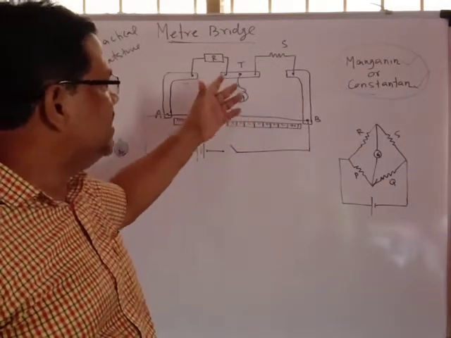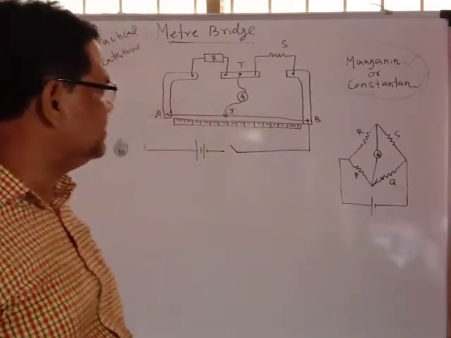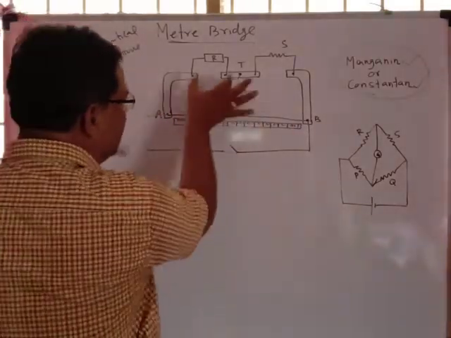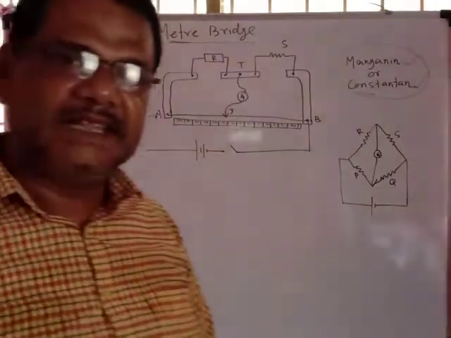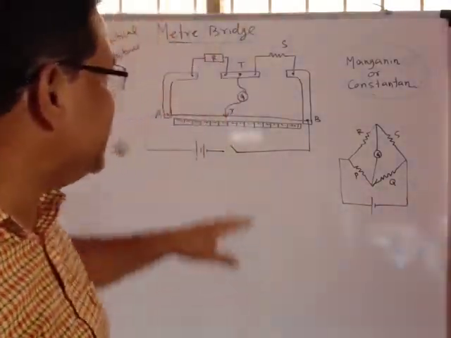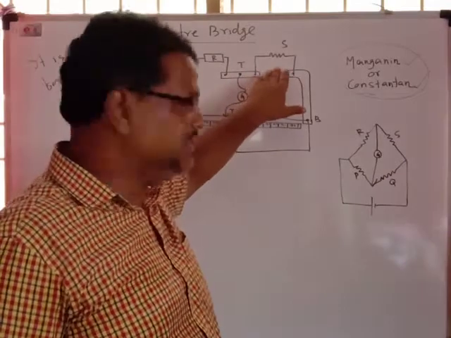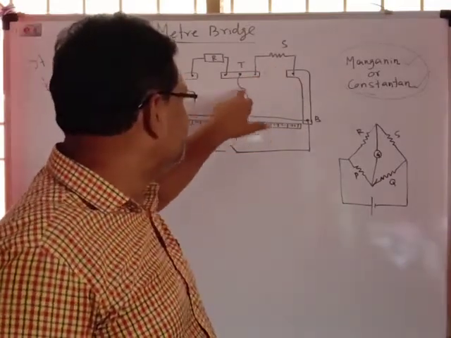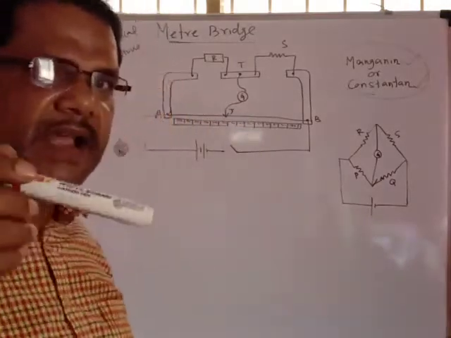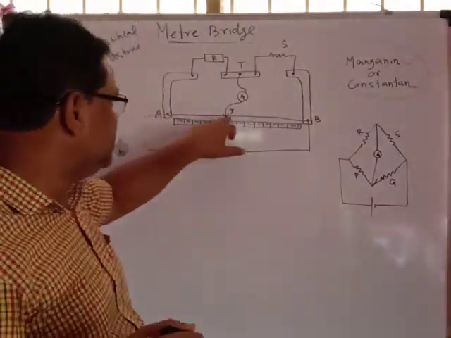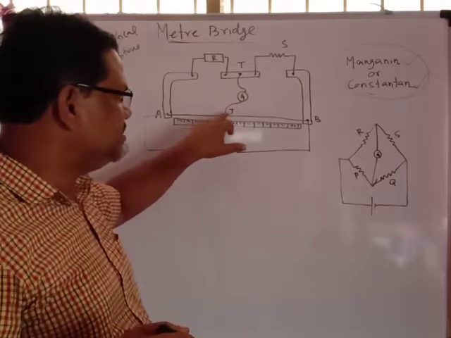Why is it called the practical form of the Wheatstone bridge? On the left gap we are keeping one known resistance from the resistance box. On the right side we use the unknown resistance, and in between one galvanometer is connected to the jockey. The jockey is simply a connector. It will touch the wire only.